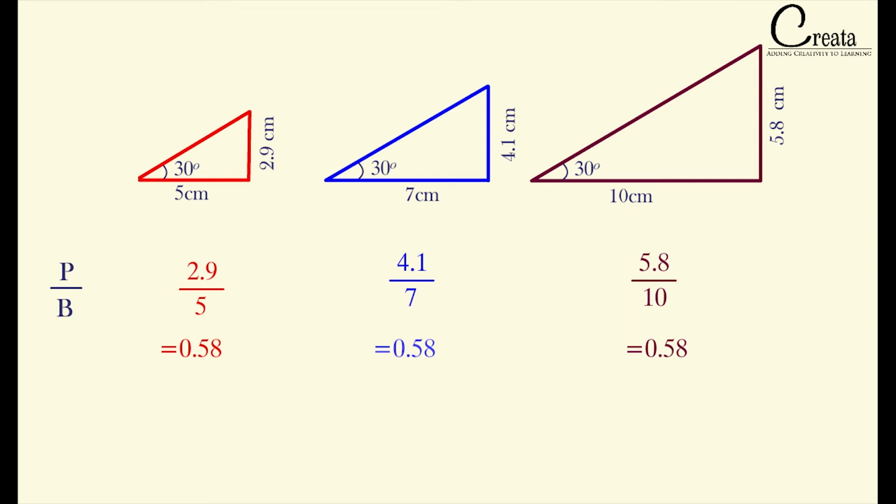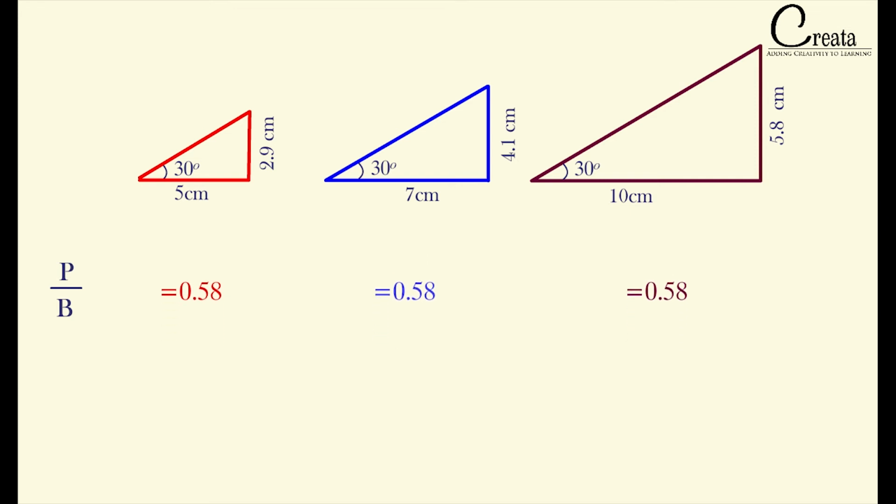Got the point? The ratio of perpendicular to base for all three triangles with the same angle theta is the same. Just for the experiment, I have taken 5, 7 and 10 centimeter triangles. You can take any triangle, even of size 100 centimeter or 500 centimeter or 1 centimeter, but of angle 30 degree. The angle should be the same. The ratio of perpendicular to base will always be 0.58.